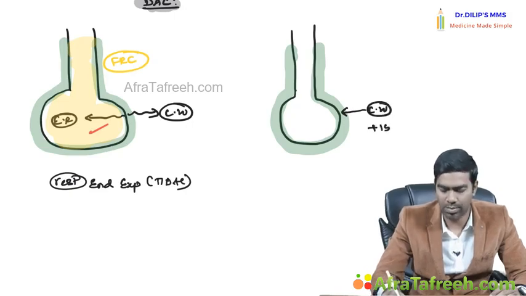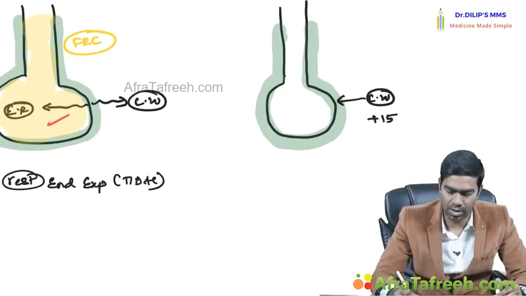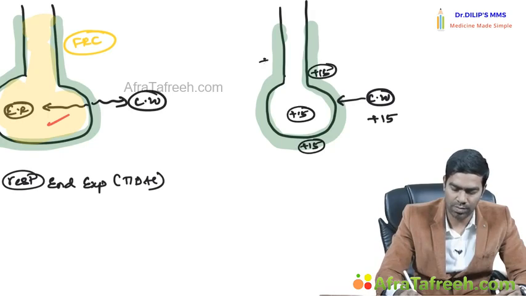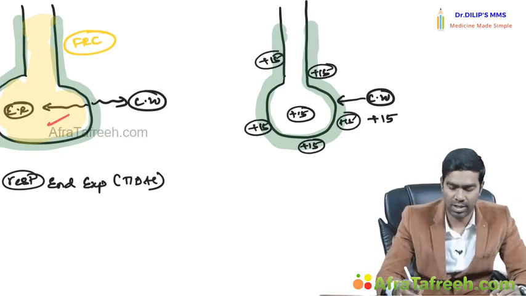Let us assume it's giving a pressure of plus 15, for example, arbitrarily. And now this plus 15 is going to act on the airways also, and this plus 15 is going to act on the pleural surfaces also. All the intrapleural areas will become plus 15, and the airways are also going to become plus 15, and the alveoli are also going to become plus 15 now.